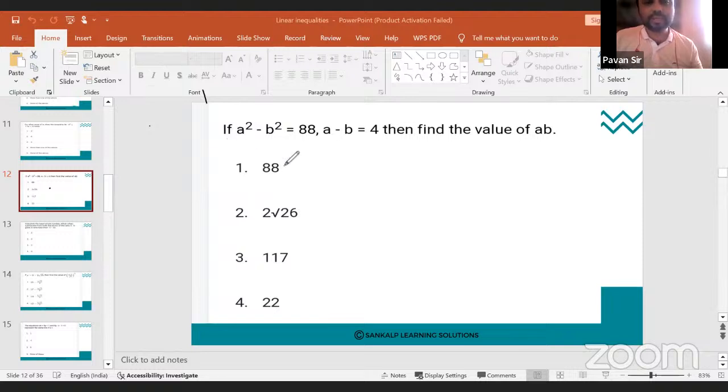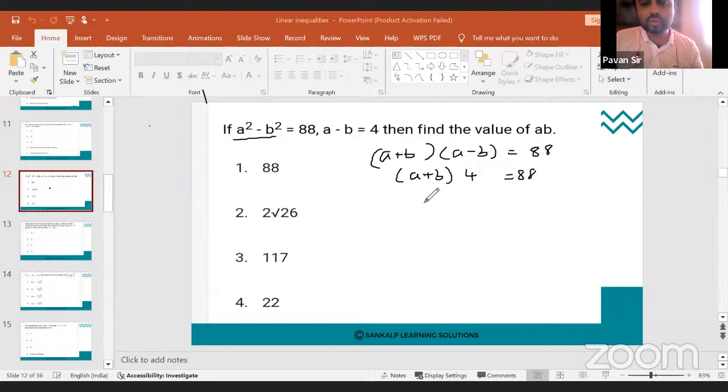So a square minus b square is what? A square minus b square formula is a plus b into a minus b. So a plus b into a minus b is 88, because it is nothing but a square minus b square. But a minus b we already know is 4. So a plus b into 4 is equal to 88. So what about a plus b then? A plus b is equal to 88 upon 4, which is nothing but 22.